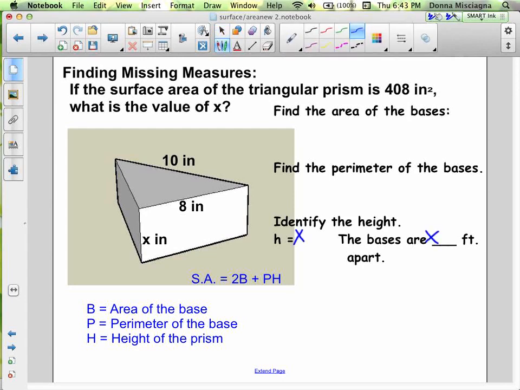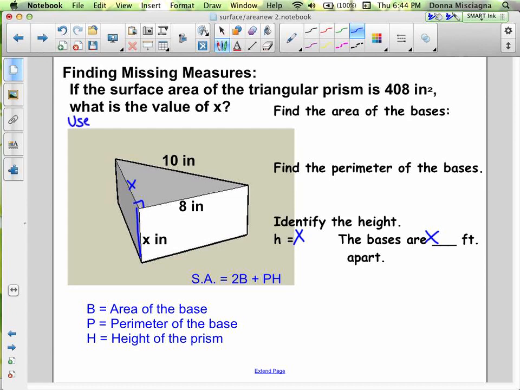They are x apart. Right? So now we are going to be solving for this one variable. First of all, we need to find the area of the bases. Notice we are missing a side, this one here. My little right angle got erased when I erased the board. This is a right triangle, because I say so. And so we can use the Pythagorean theorem to find our missing side.